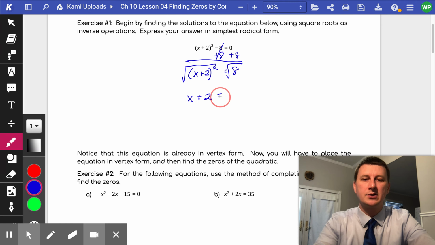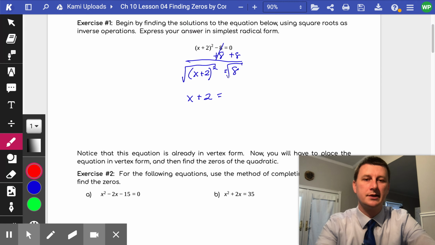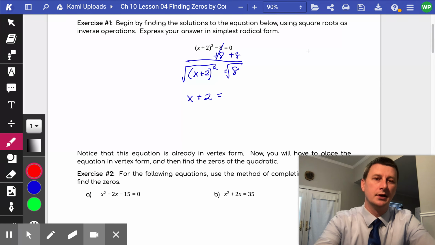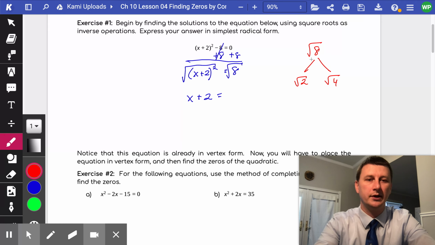And if we take the square root of the right side, well, 8 is not a perfect square. So this is where we're going to want to simplify this square root. So over here, we'll make a prime factor tree for 8. And 8 can be simplified to 2 times 4. The square root of 2 times the square root of 4 will give you the square root of 8. Circle your prime factors. And 4 will be square root of 2 times the square root of 2.